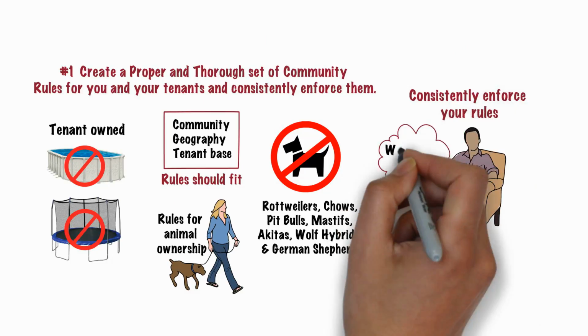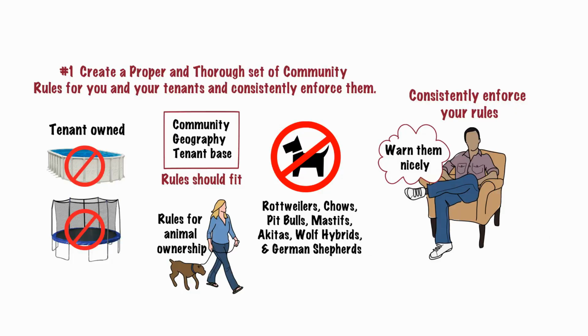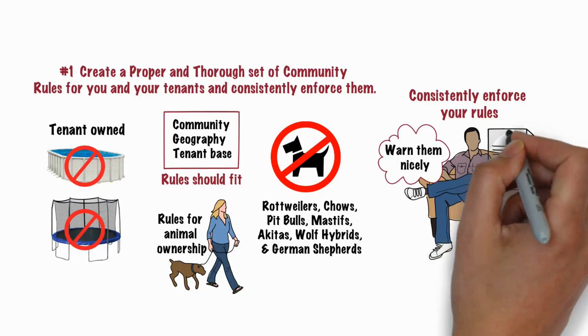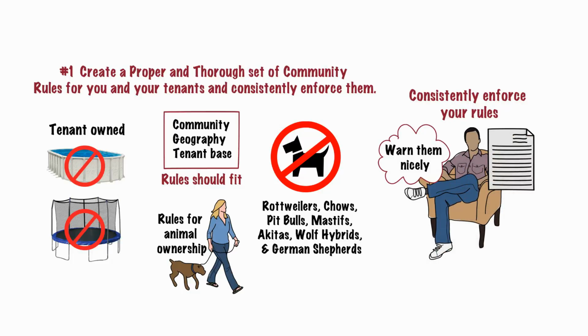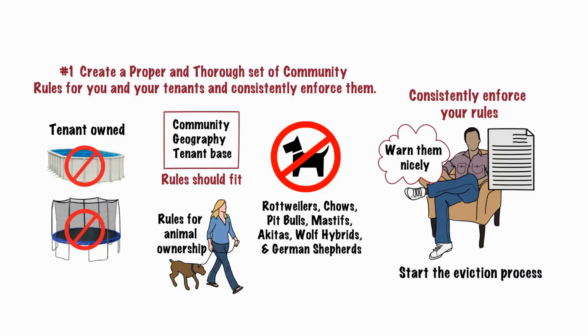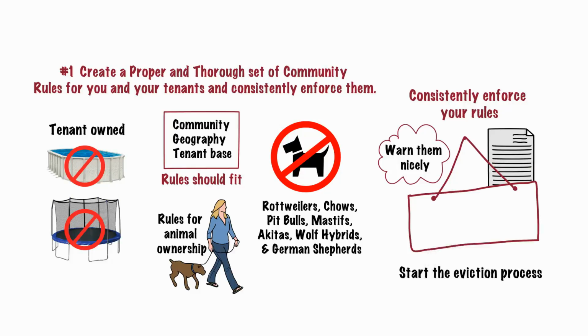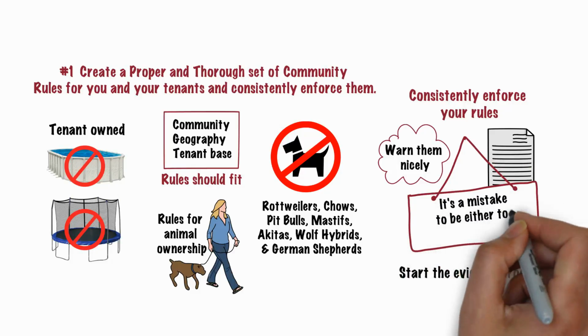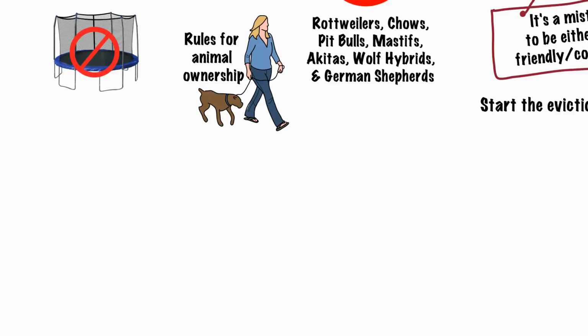When tenants don't comply, warn them nicely. If they still fail to comply, warn them again nicely in writing. And if they still don't comply, start the eviction process and evict them nicely. It's generally a mistake to be either too friendly or too combative with tenants.